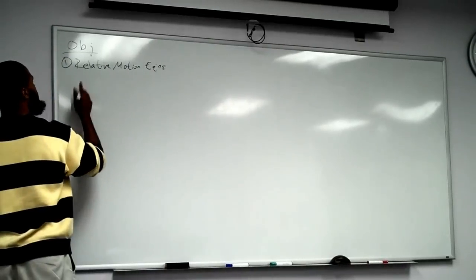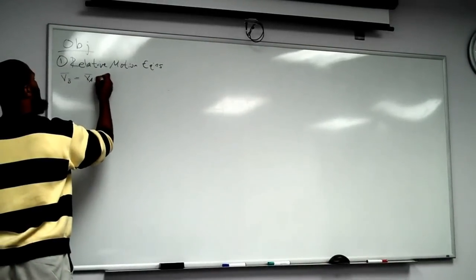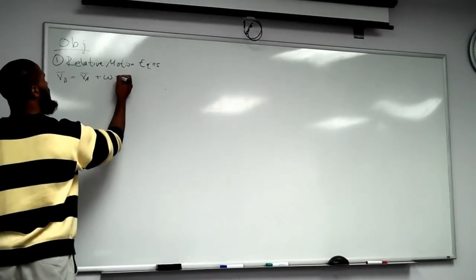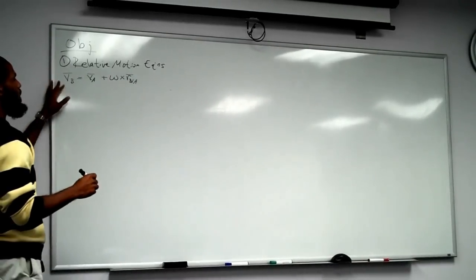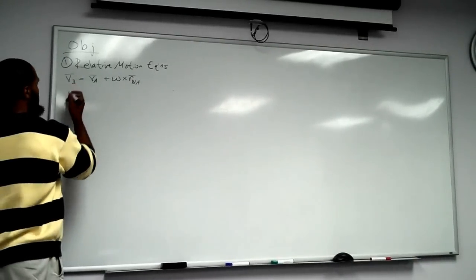And for shorthand, I'm just going to write them up here. So velocity at point B is equal to velocity at A plus the angular velocity of the body cross the position vector from one to the other. Okay, that's one thing for the velocity.